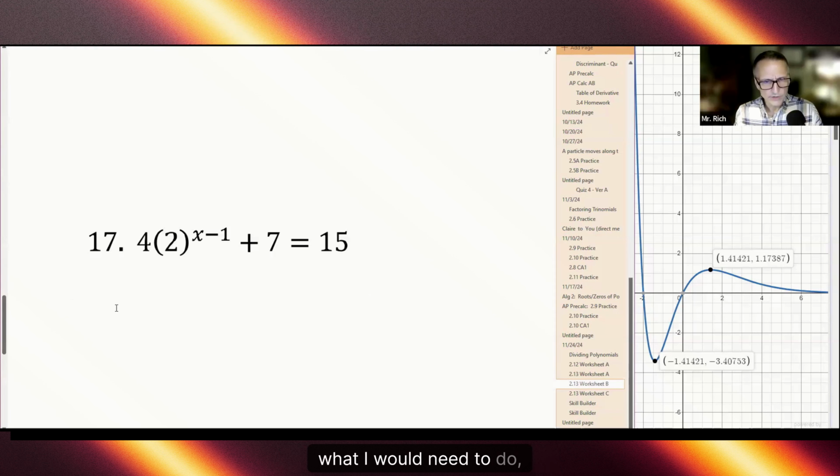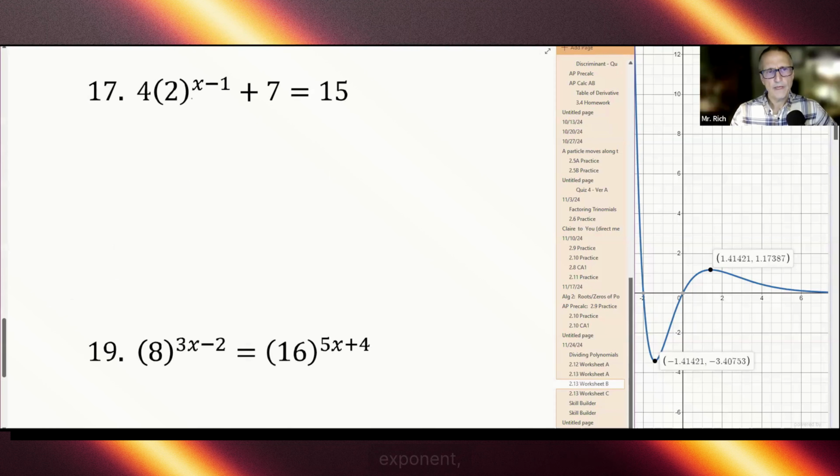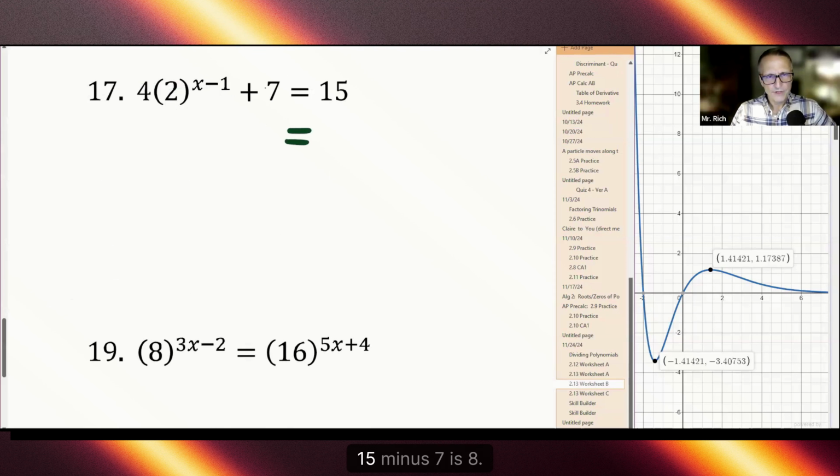But first, what I would need to do before I am able to free up my variable from the exponent, I need to isolate the exponential portion. So I need to get rid of the 7 and the 4. So I will subtract 7 and divide by 4. 15 minus 7 is 8. Then I would divide by 4. It's going to give me a 2 over here.